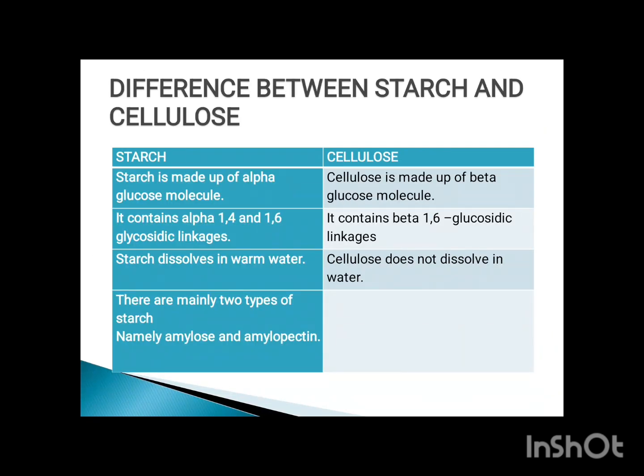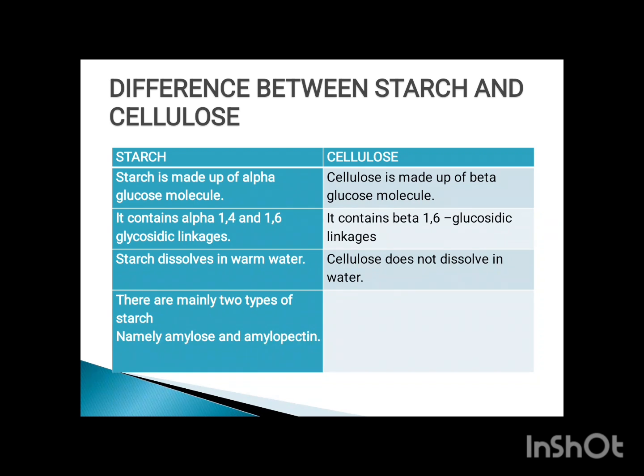Second question, differences between starch and cellulose. Starch is made up of alpha glucose molecules. Cellulose is made up of beta glucose molecules. Starch contains alpha 1,4 and 1,6 glycosidic linkage, whereas cellulose contains beta 1,4 glycosidic linkage.